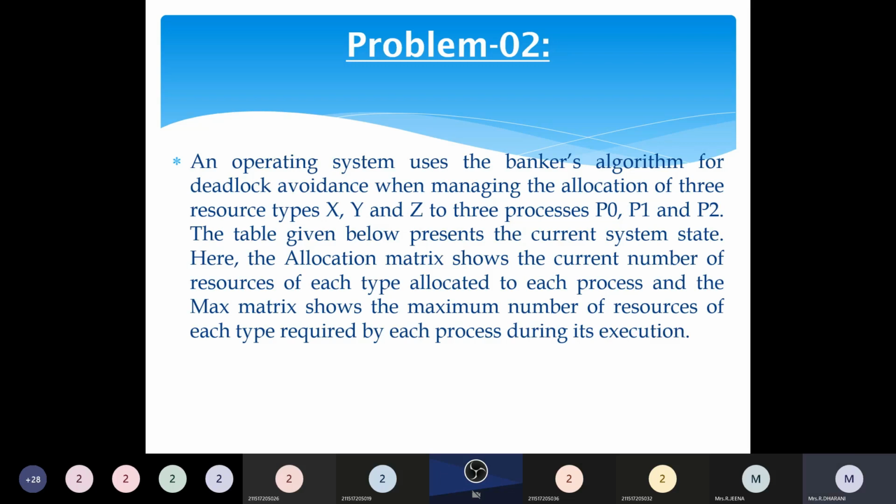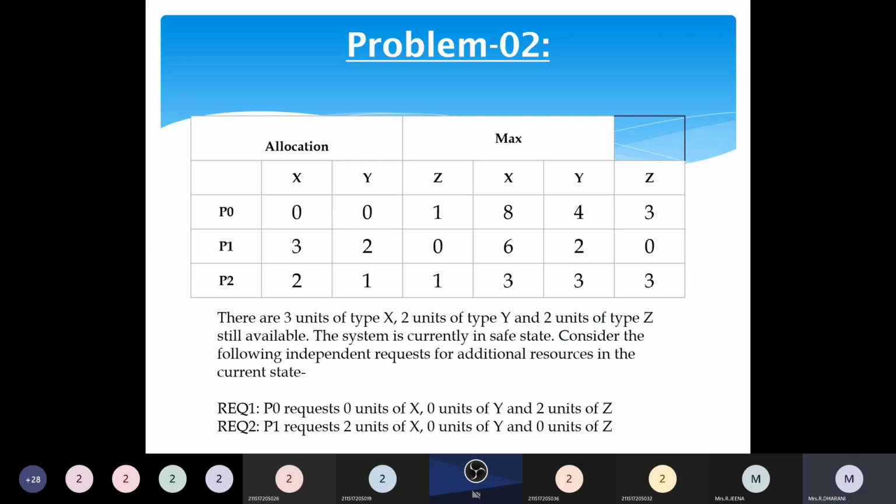Okay, let us see the current state of problem two. This is the current safe state of the second problem, and this shows you the allocation and maximum demand of each process. X, Y, Z are instances, and the already allocated resources are 0, 0, 1 to P0, 3, 2, 0 to P1, and 2, 1, 1 to P2. The maximum demand of each process are 8, 4, 3, 6, 2, 0, 3, 3, 3.